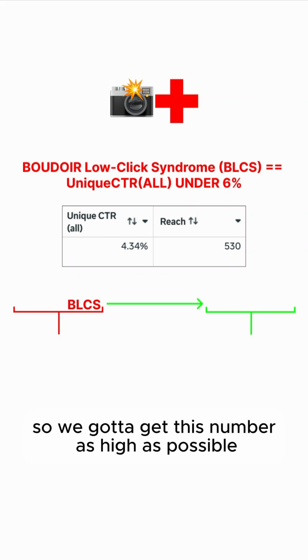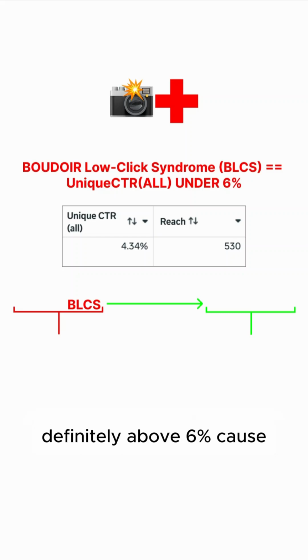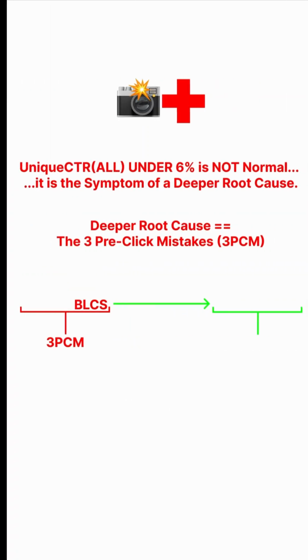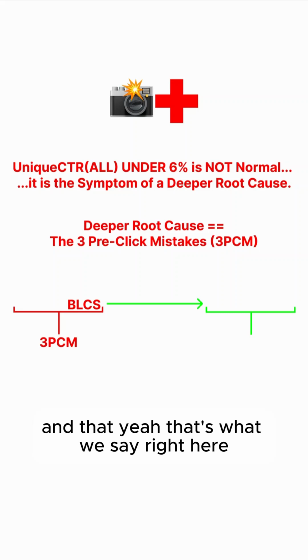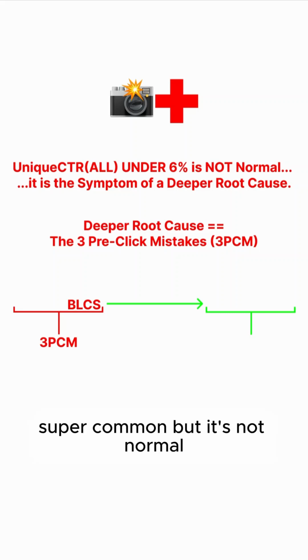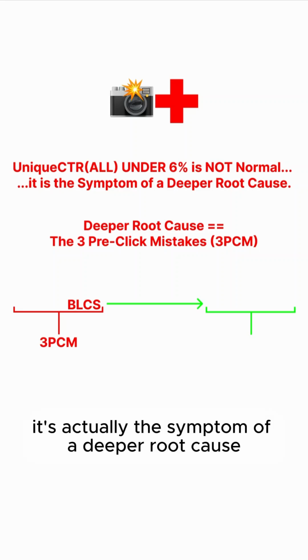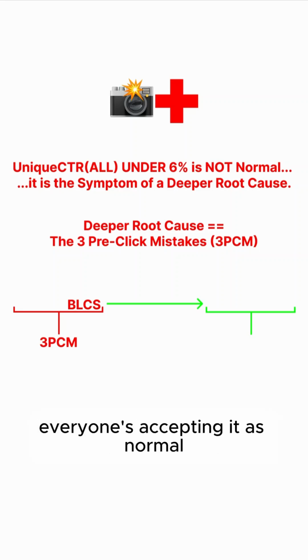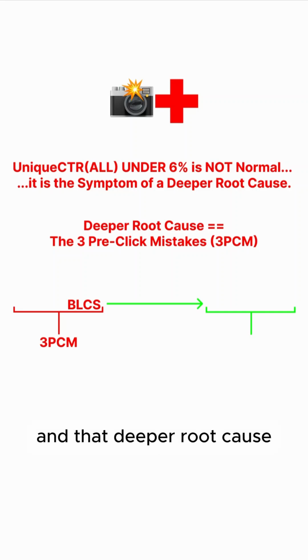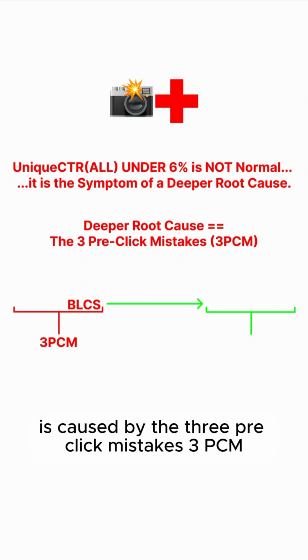So we got to get this number as high as possible, definitely above 6%, because 6% means we got some deep-seated problems in our ad. And yeah, that's what we say right here. So unique CTR under 6% is not normal. Super common, but it's not normal. It's actually the symptom of a deeper root cause. Everyone's accepting it as normal. It's not normal. It means there's a big, massive structural issue in the ad. And that deeper root cause is caused by the 3 pre-click mistakes, 3 PCM.